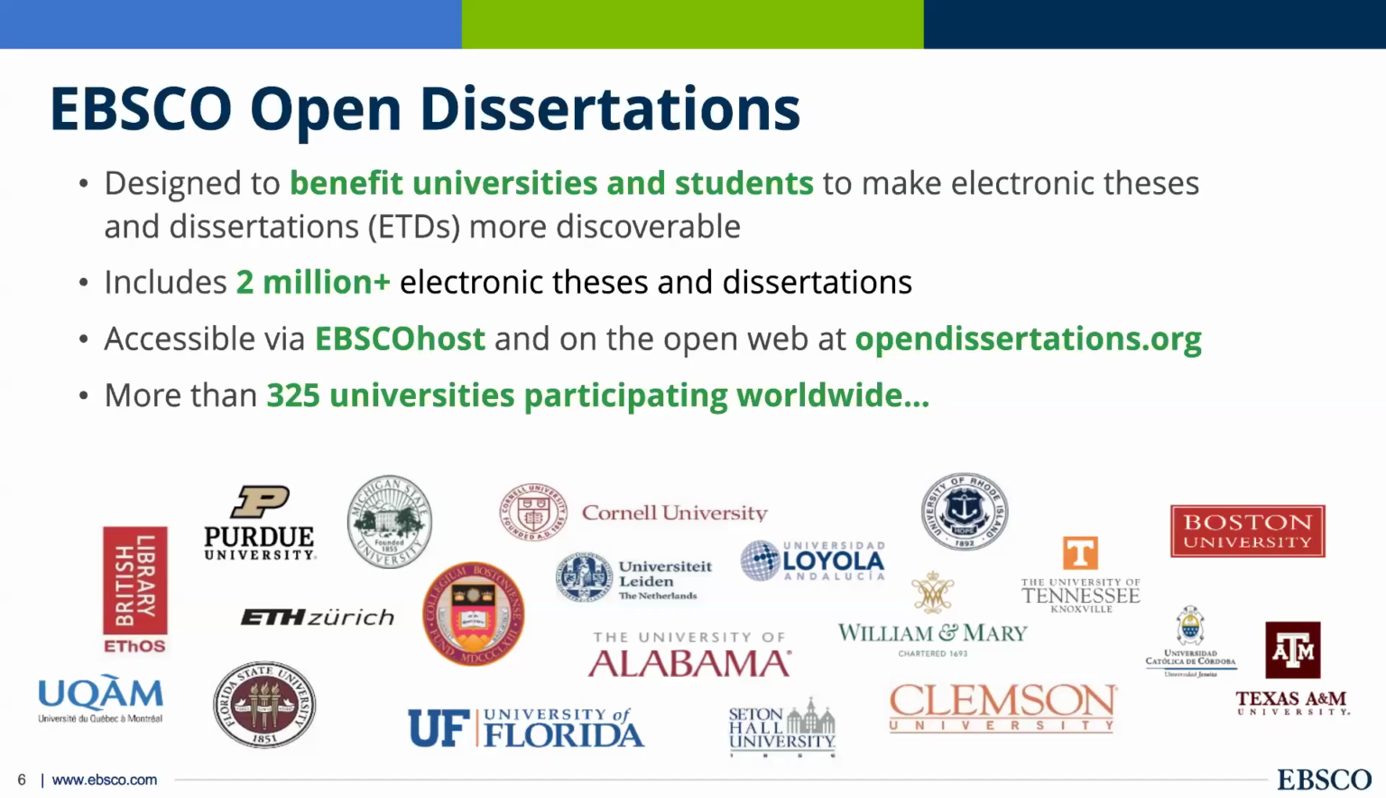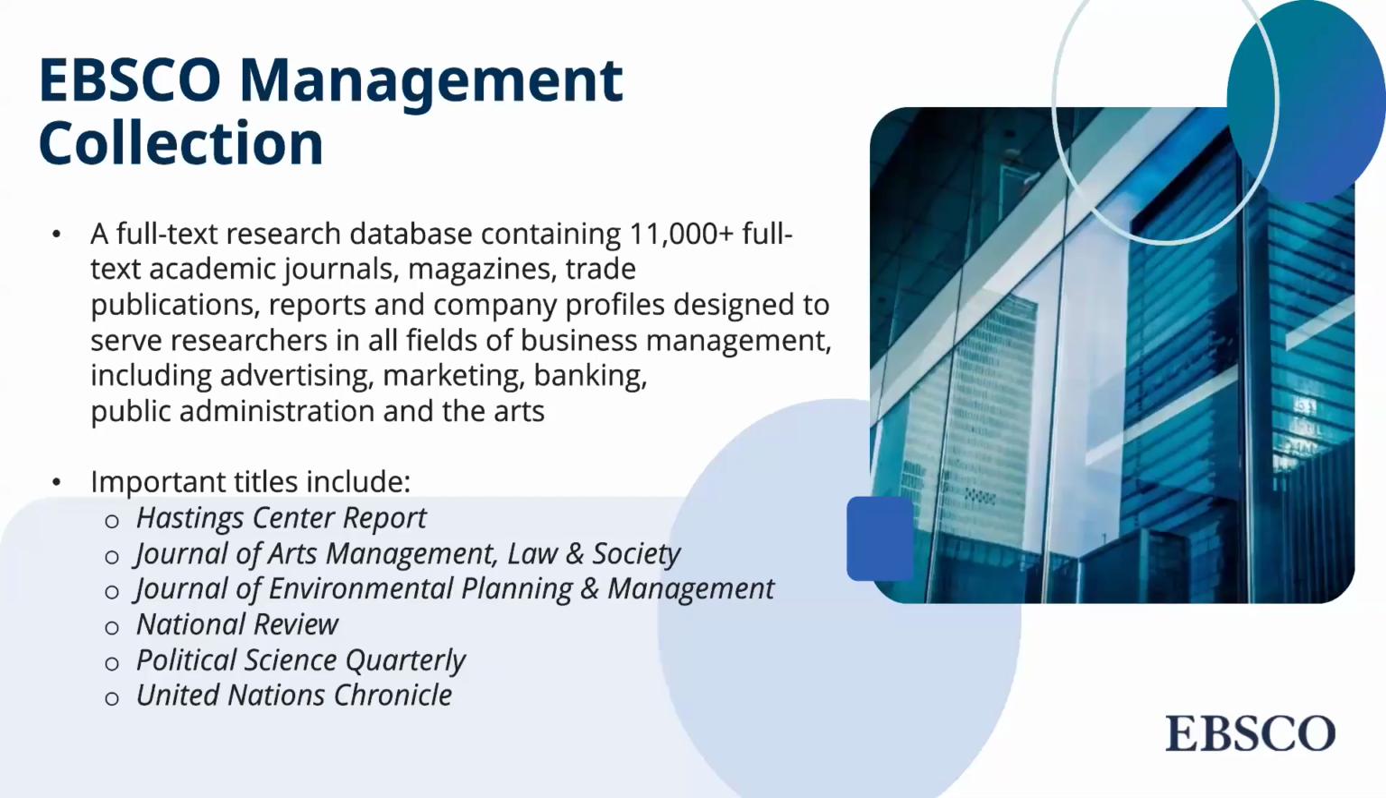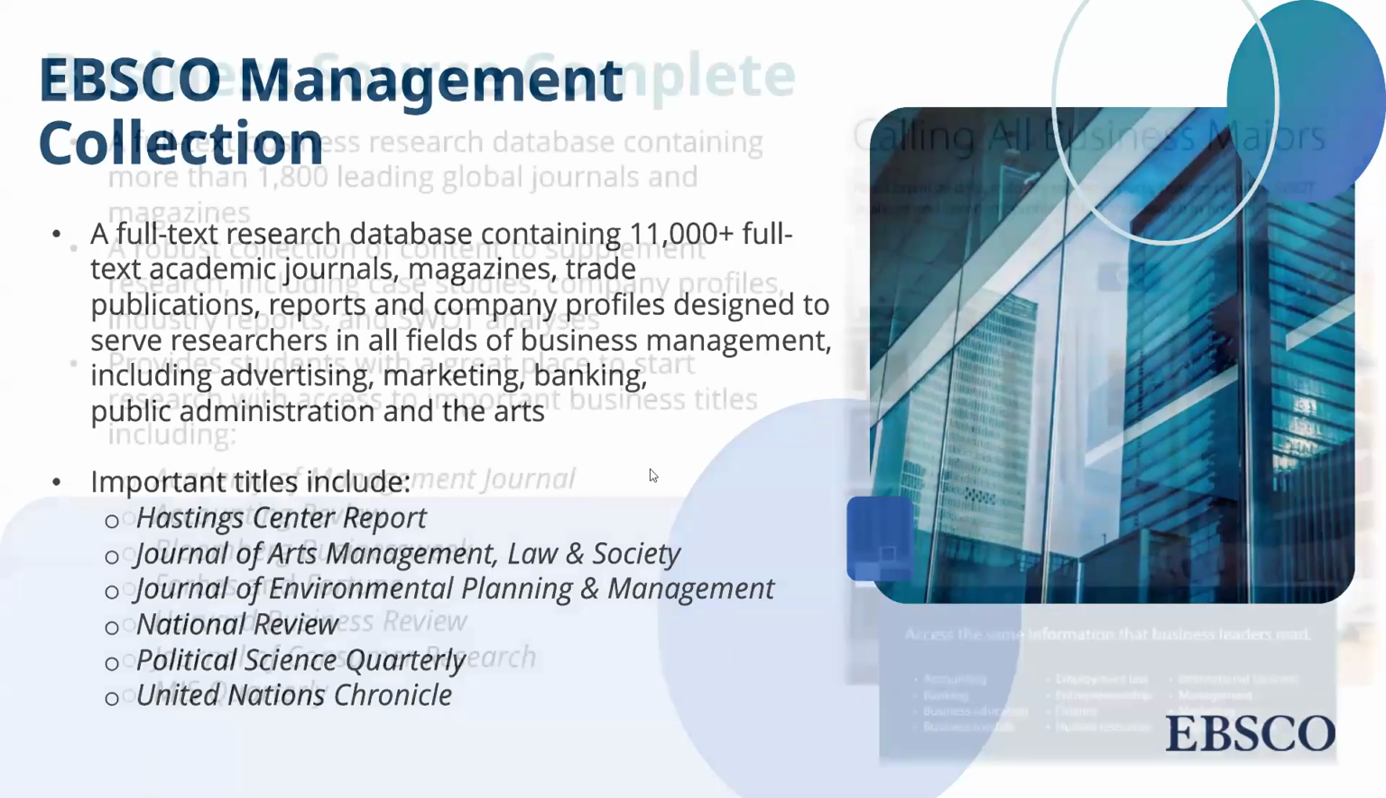More than 325 universities worldwide are participating, and I just have a few logos listed here. You can see that Purdue University happens to be one of them. You also now subscribe to the EBSCO Management Collection, which is a full text database containing over 11,000 academic journals, magazines, trade pubs, reports and company profiles in all fields of business management. Important titles include the Hastings Center Report, the National Review, the UN Chronicle.